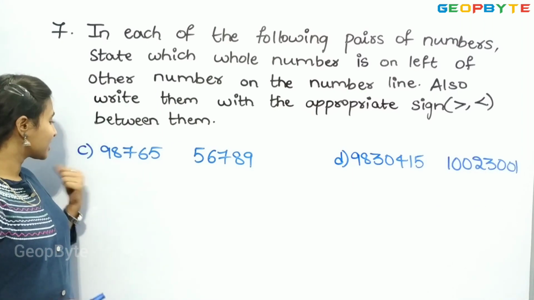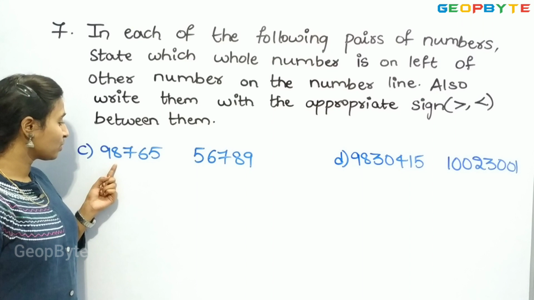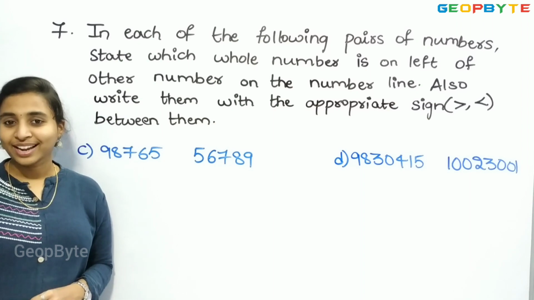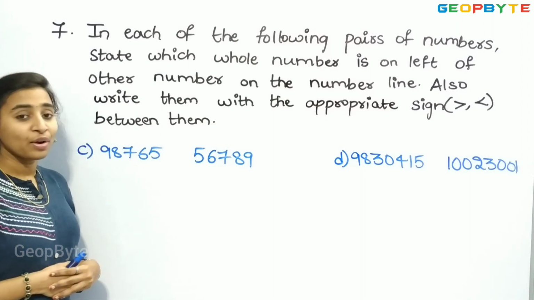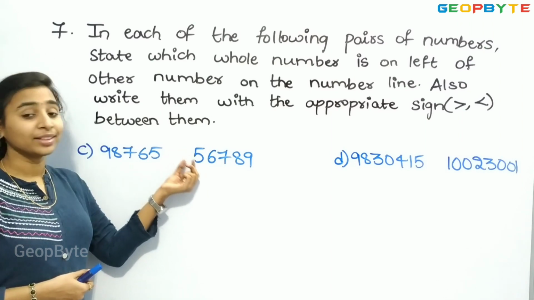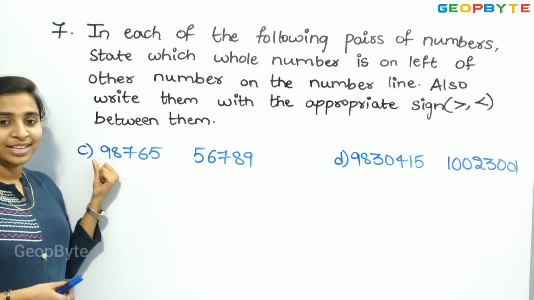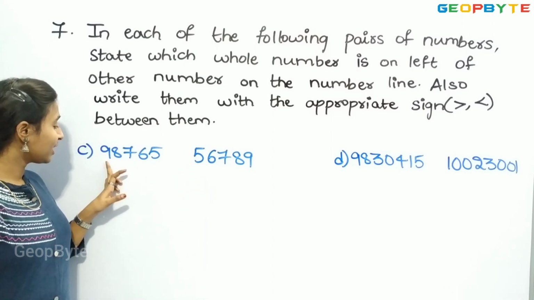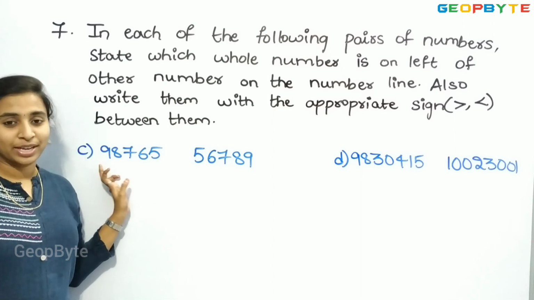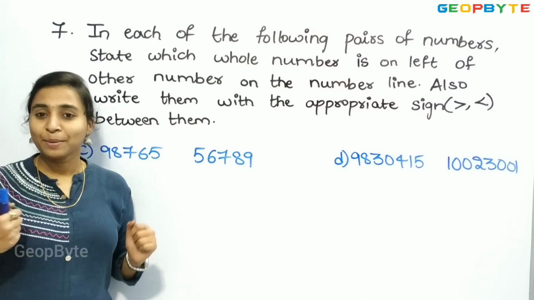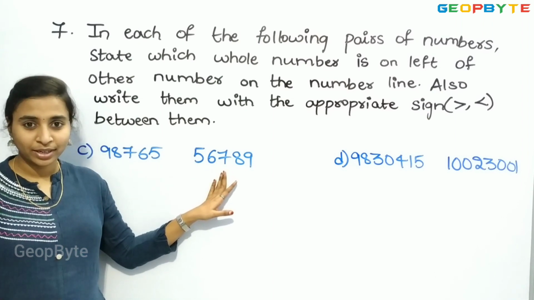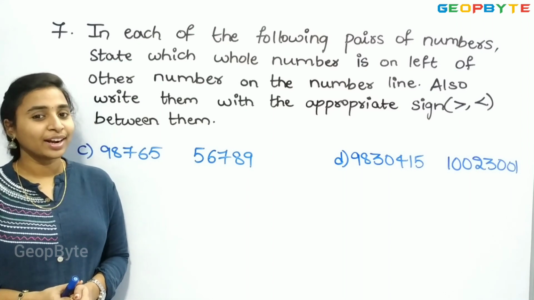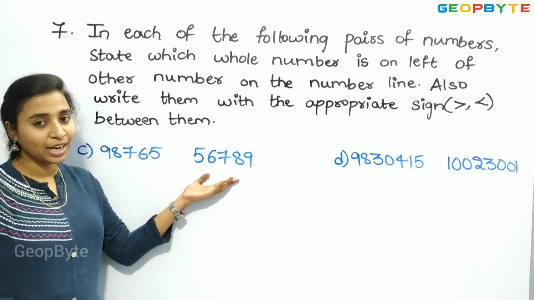Now let us see the third pair. We have 98,765 and 56,789, right? See, by seeing itself, we can say that the place value in the 10,000s place in this number is greater, right? See, here we have 5 in the 10,000s place and here we have 9 in the 10,000s place. So, this will be the bigger number than this number. As you know, on a number line, numbers will be arranged in ascending order, right? So, in ascending order, the smaller number comes first.